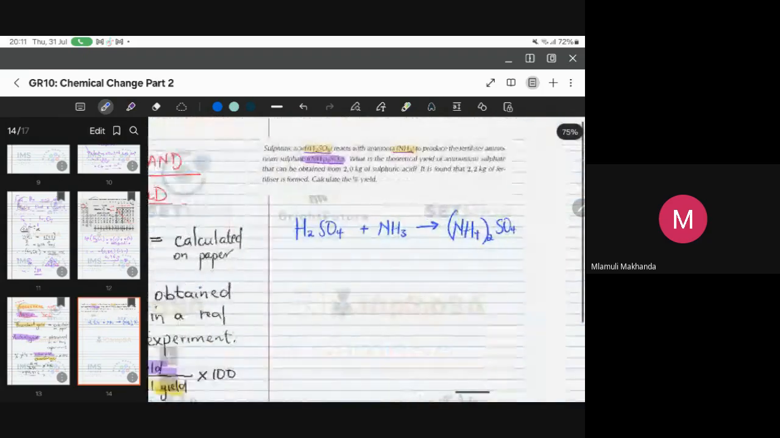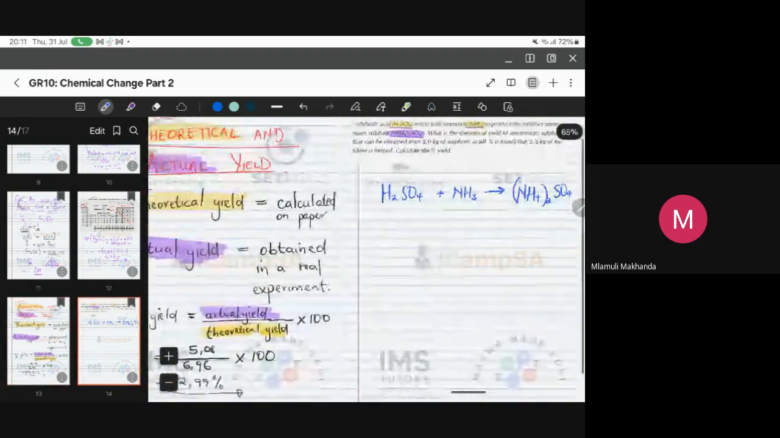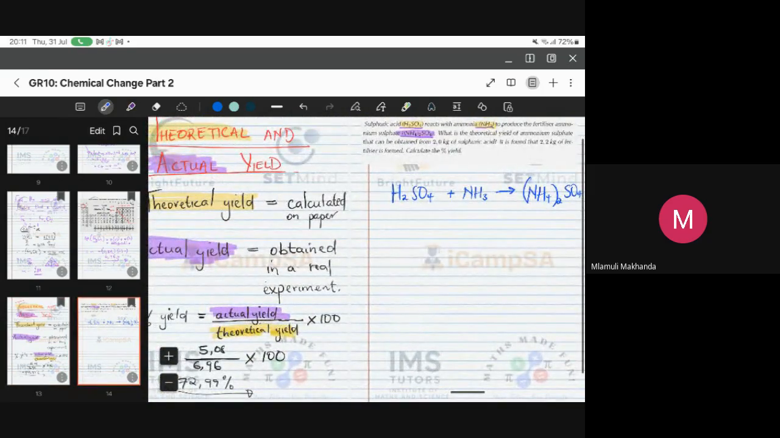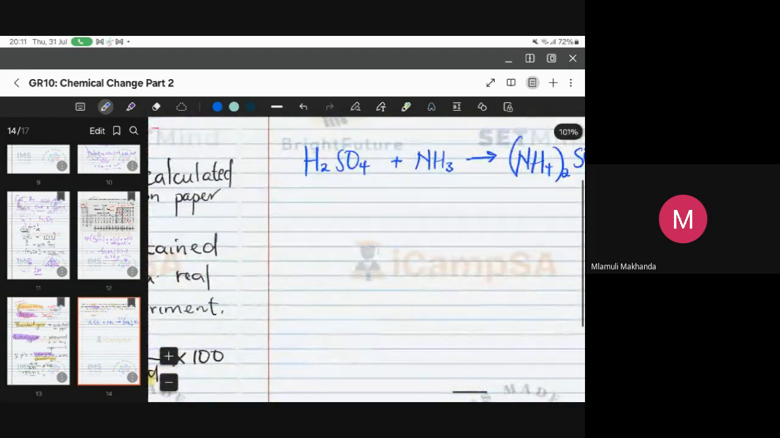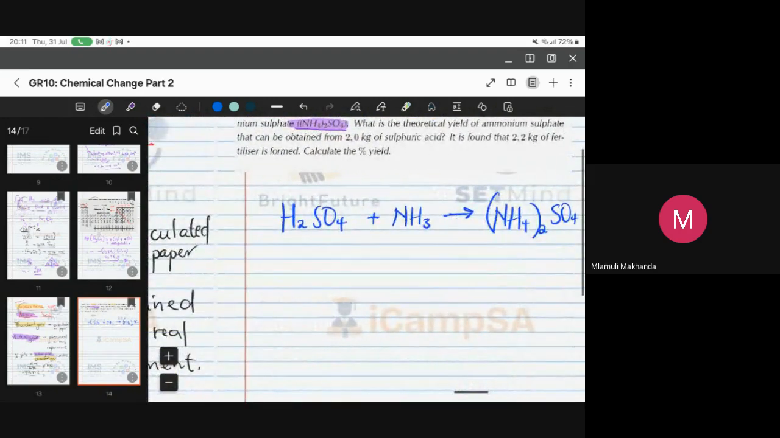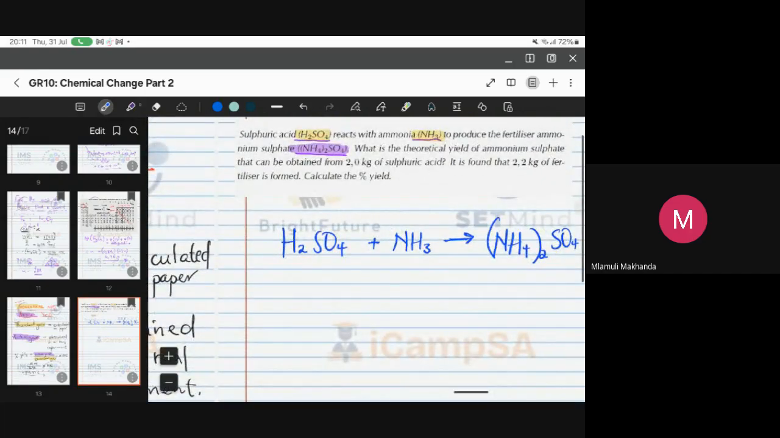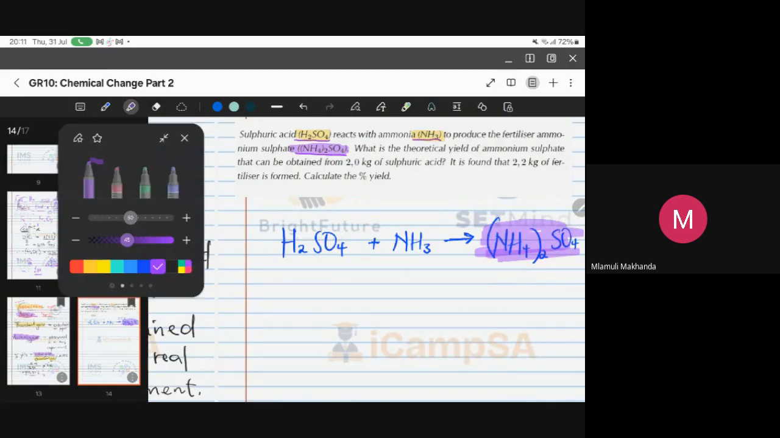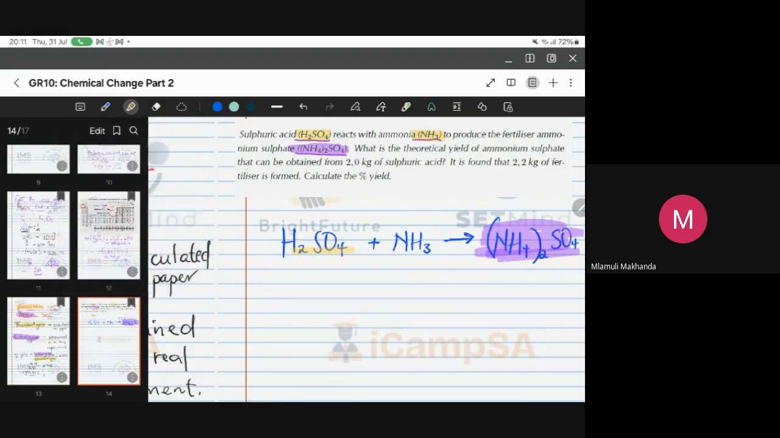Aha. You see that? Let's see if I can do this. I think you can see that. You should be able to see that. So if you check now, these are our products, right? And these are reactants. So we have a full chemical equation that represents what we're doing at the lab right here to produce this fertilizer.